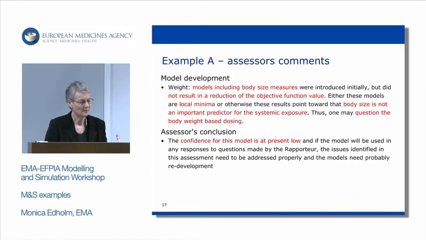And regarding model development, weight was included in the model initially, but didn't result in a reduction of the objective function. So the assessor had a concern that either a local minimum was found or otherwise body size was not an important predictor of systemic exposure. And this then would question the body weight or body surface area based dosing for this product. So the assessor concluded that the confidence for the model was low, and if the model were to be used in any responses to questions raised, then they would have to address all the issues raised and redevelop the model.